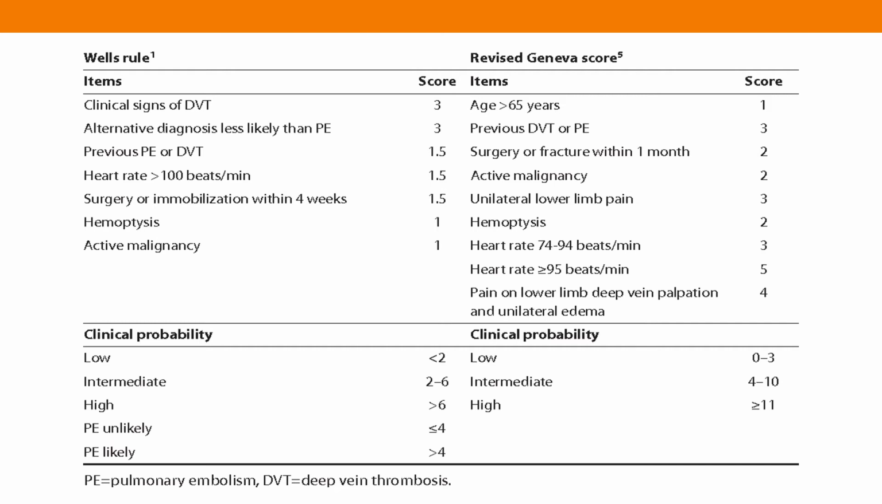You also have the revised Geneva score, and again similar risk stratification using fairly similar criteria to the Wells score, except it introduces age, and also it slightly narrows down for heart rate as well, and also includes pain on lower limb deep vein palpation and unilateral edema, which gives a score of 4. A high probability of PE is seen in those who have a score of 11 and above.